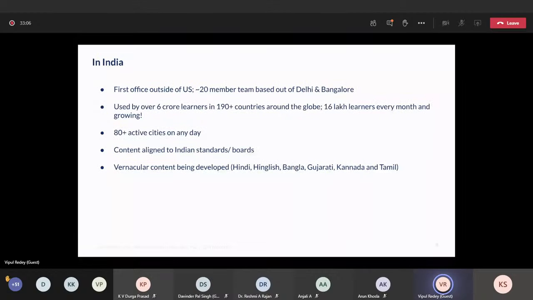I think I've covered most of these points too, except for the fact that when we actually set up shop in India, we were chartered to do two things in terms of localization. One, localize for Indian boards, and two, localize for Indian languages. So we have spent a lot of our time localizing specifically for NCERT content that aligns with CBSE. And secondly, to localize for a lot of Indian languages.